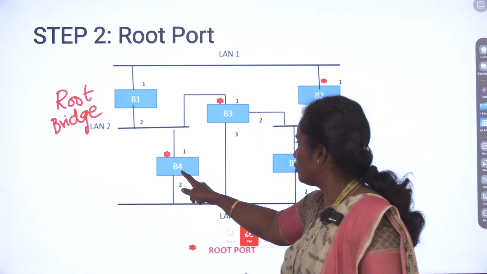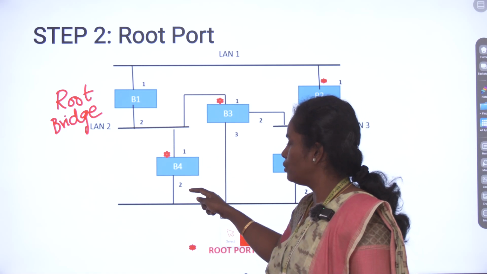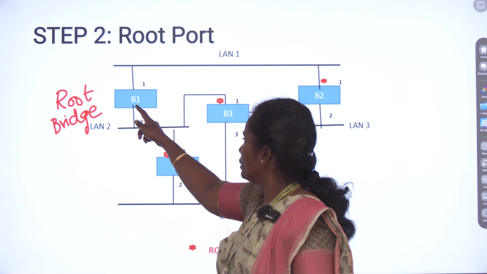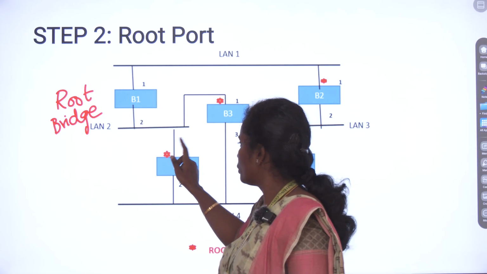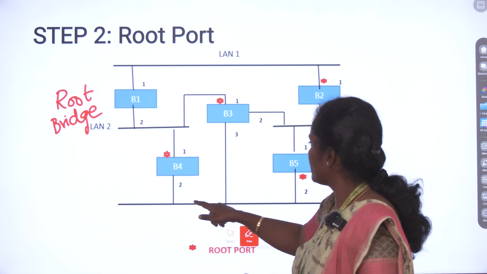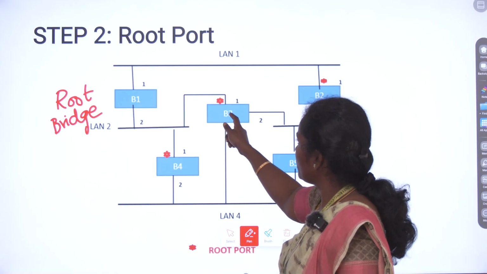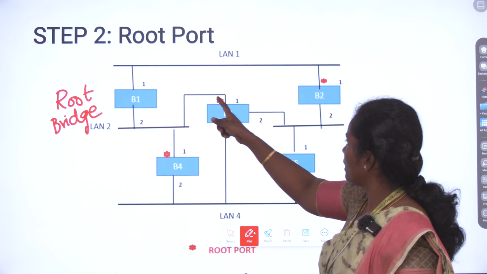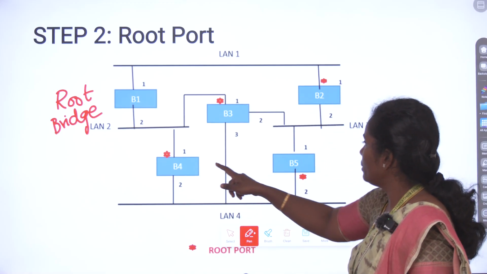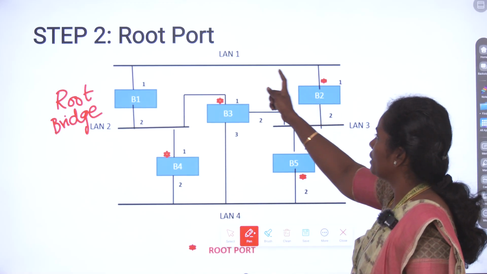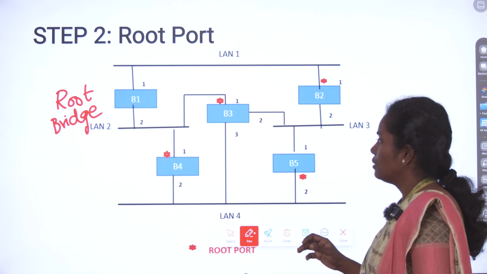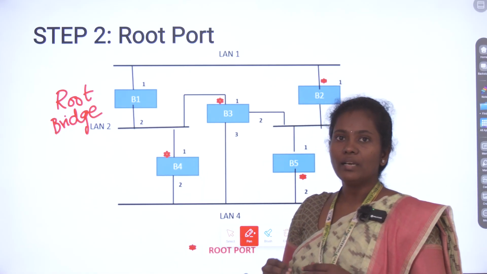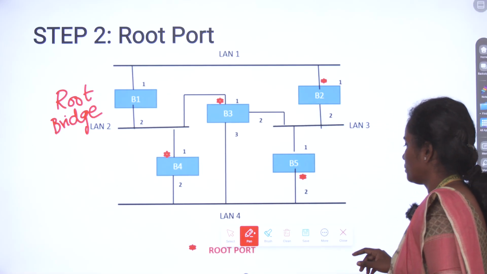Next I am checking B4. In this B4 it has port 1 and port 2. Port 1 is directly connected to B1, so I am taking this one as the root port. The other port to B2 would take B4 to B3, B3 to B1, 2 hops, or B4 to B5, B5 to B3, and then B1, it will take 3 hops. So I am taking the root port as the one to B1. Based on the hops we will choose the root port.